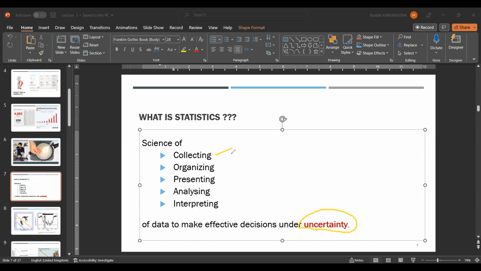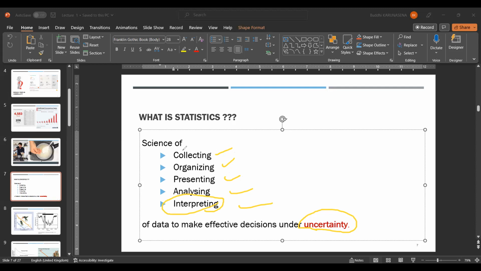Right, here when we are doing any statistical study, we have to go through all these phases, right? We have to collect data, organize data, present and analyze them, and we have to interpret our results. So this is the most important part, interpretation, right? When we get any output, we should be able to interpret the output, right?